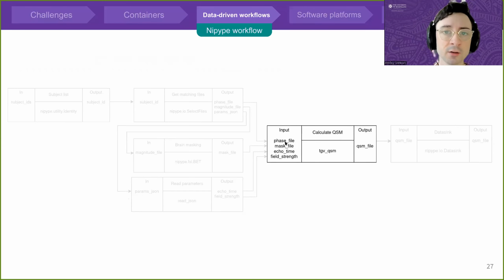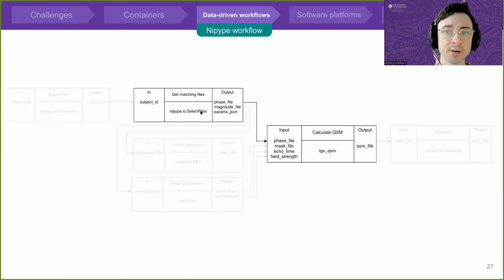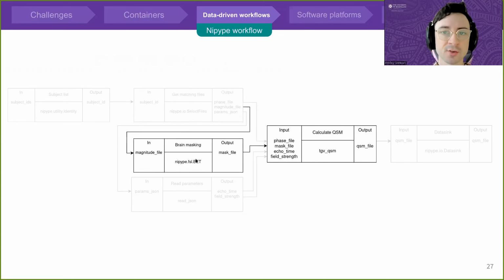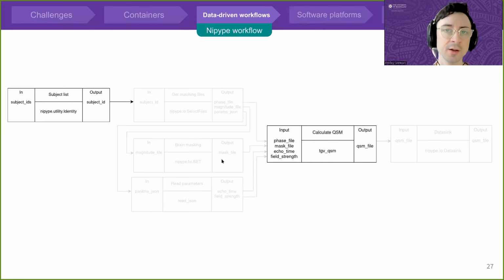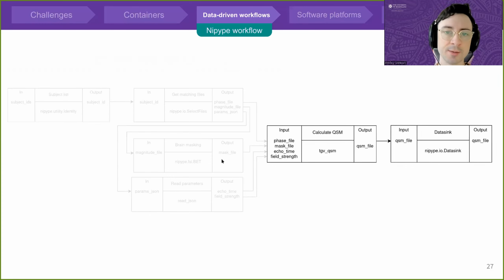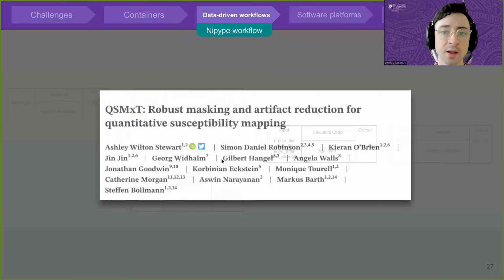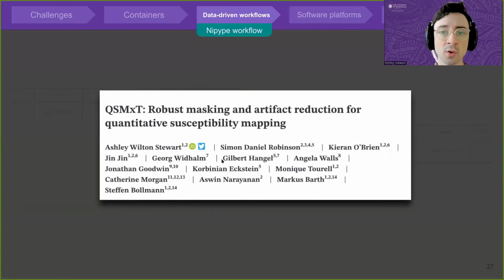So our phase file is retrieved after matching it from a subject folder with an ID. The brain mask is generated using the brain extraction tool, or BET, and so on. And NiPipe can actually automatically generate graphs like this so that you can visualize your pipeline. I've actually created a workflow like this using NiPipe for QSM called QSM XT, which also includes some more advanced reconstruction techniques that reduce artifacts.